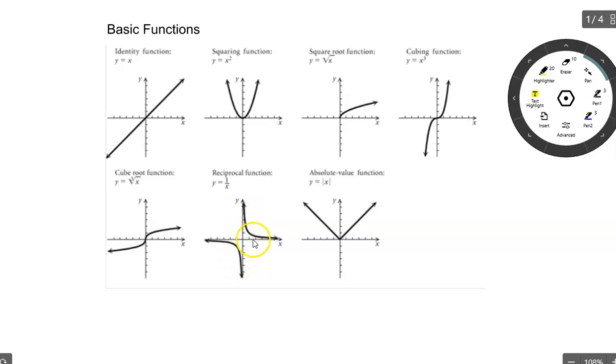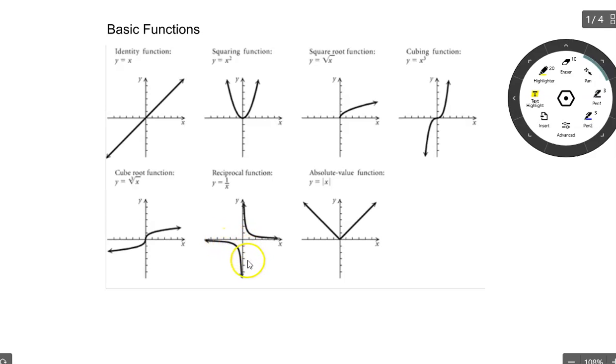So let's plot some other points. 1 over 1, if x is 1, is 1. 1 over 2 is 1/2. 1 over 3 is 1/3. So you see these getting very, very small. 1 over 1/2 would be right in here. That would be 2. So it goes up there. 1 over 1/3 is going to be 3. So you can see that shape.